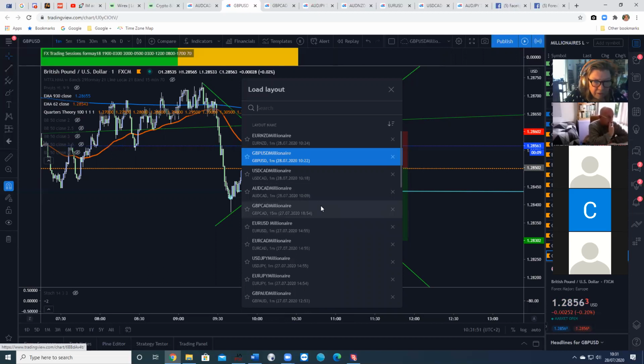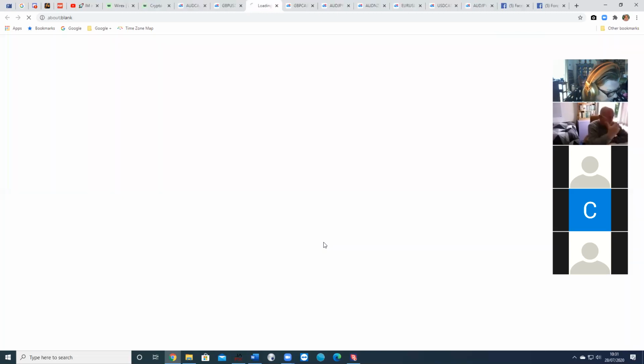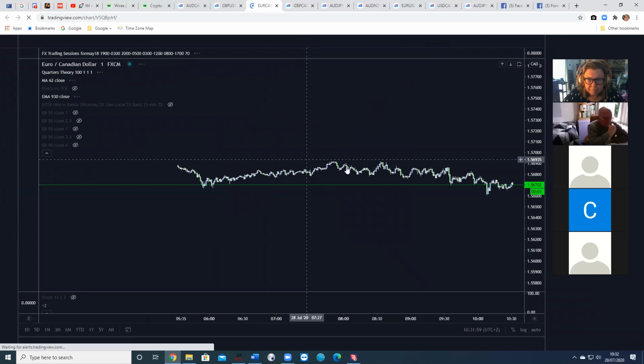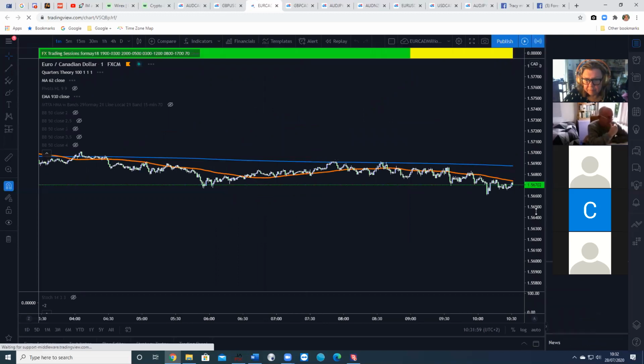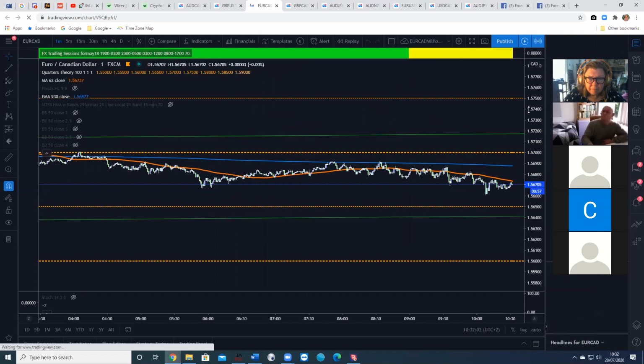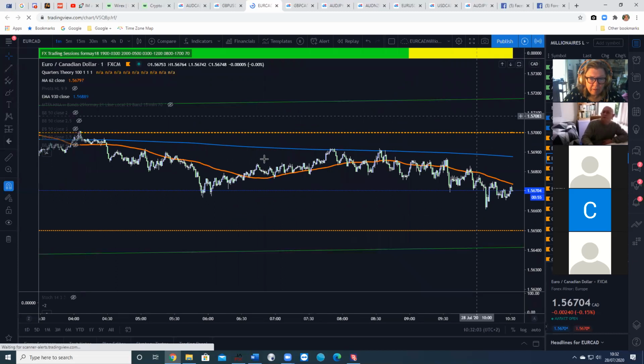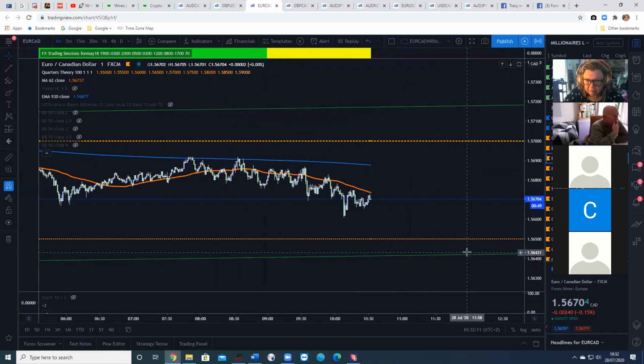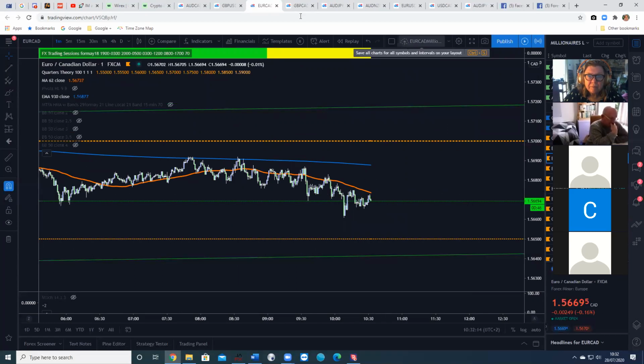GCAD, looked at GU again. EU, EuroCAD. EuroCAD's in the middle. I haven't got anything till it goes down to that 1.56500. That might move in New York.